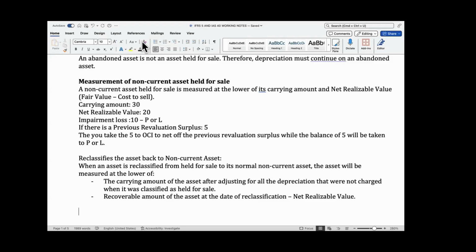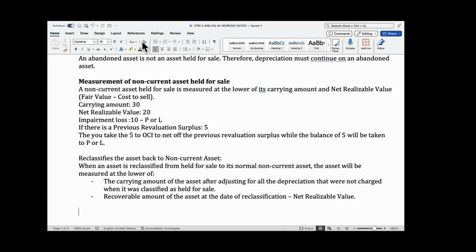As per what you just explained now, when the asset is not sold within a year, it has to be reclassified again as a non-current asset. However, you mentioned all the depreciation that was not charged while the asset was classified as held for sale. So somebody will have to adjust for that depreciation before we reclassify it. So where do you post all those depreciation?